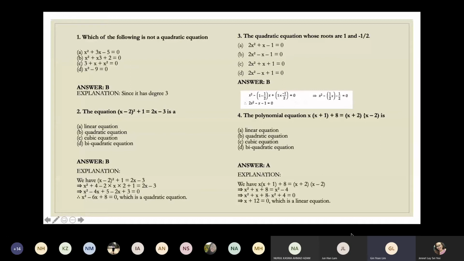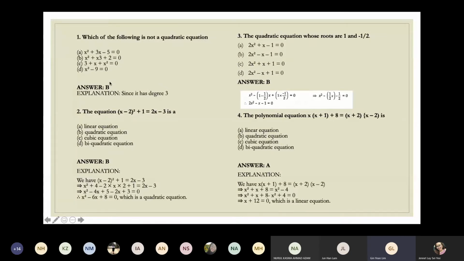Congrats, guys. Okay, so now let us discuss the solutions for all the 10 questions. We start with the first question: which of the following is not a quadratic equation? You are given 4 equations. The answer is B, since there is a degree 3.